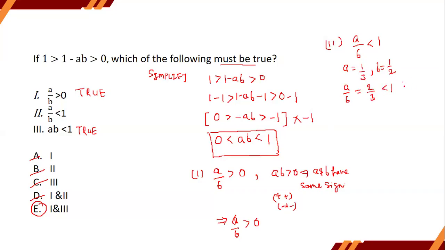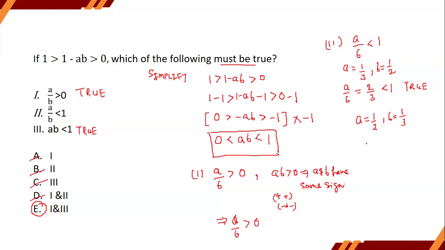So that means this is true for A equals 1 by 3 and B equals 1 by 2. But as it is a must be question, while we are checking with numbers, we need to substitute at least 2 numbers for the given variables. So let's take a different set of numbers this time. Let's take A equals 1 by 2 and B equals 1 by 3. So with this, what will we have?